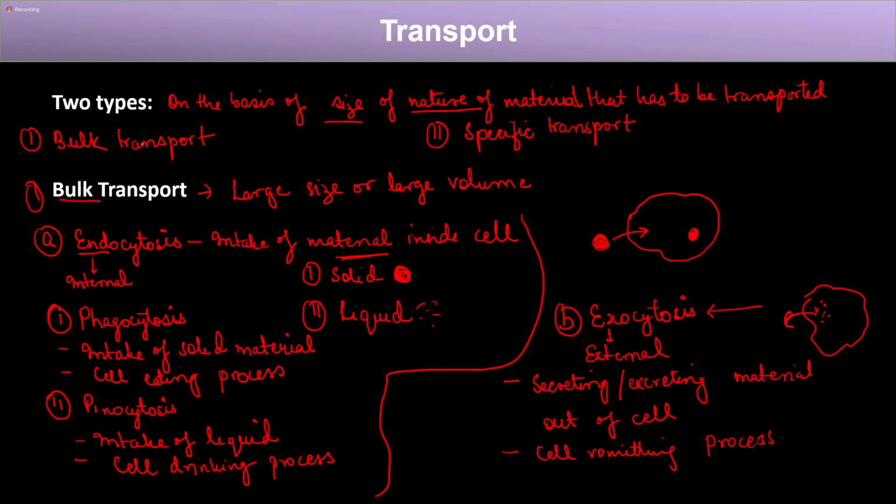So what we saw is that transport through a plasma membrane is of two types on the basis of the size and the nature of the material that has to be transported, in which the first one is bulk transport, for something transported in a large size or large volume. Now next, we'll study the specific transport.